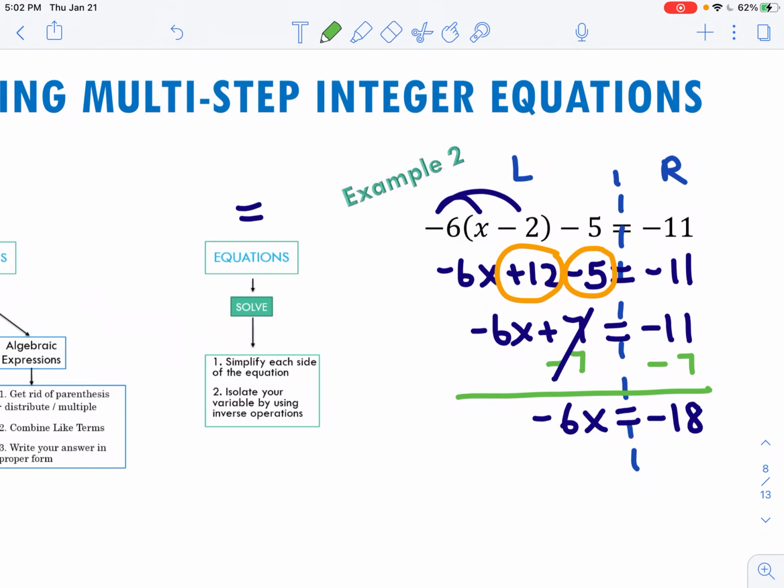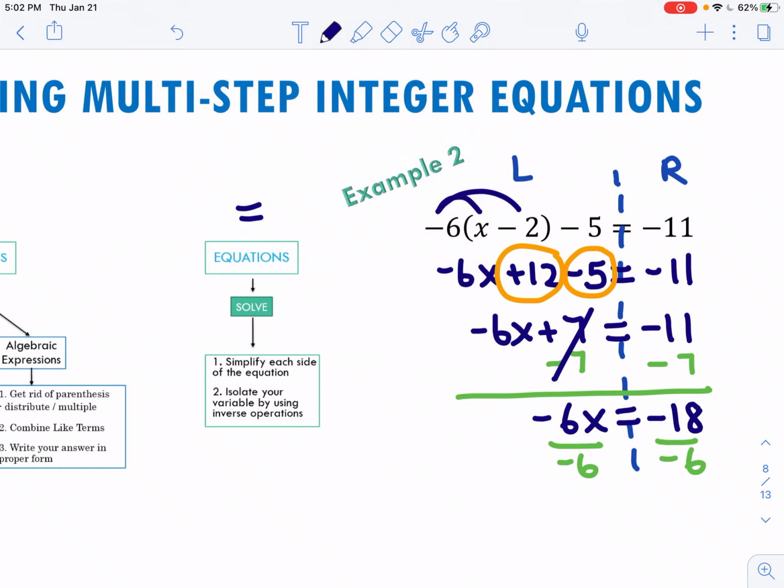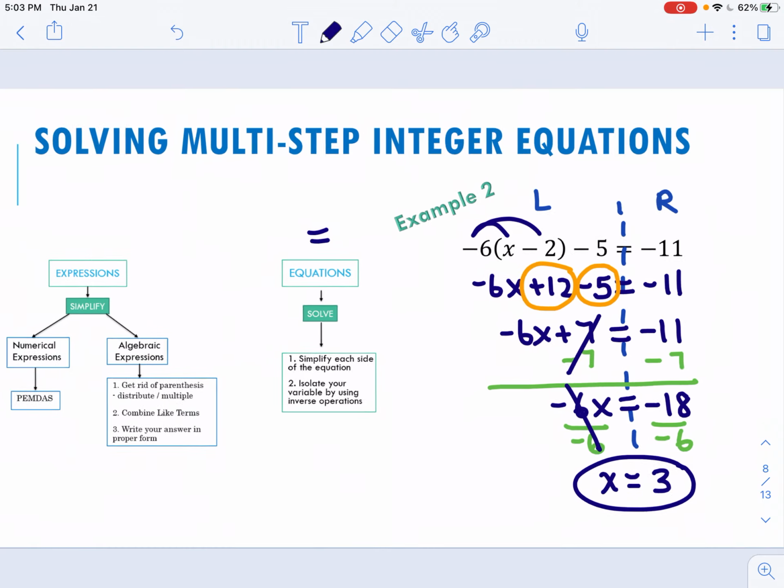What variable am I solving for? X, good. What annoying number standing in the way? Negative 6. To get rid of that negative 6, I'm going to divide both sides by negative 6. And now I'm going to simplify that. Negative 6 divided by negative 6, dividing those coefficients by itself, that's going to be positive 1. So I'm just left with x is equal to, what's negative 18 divided by negative 6? Good, positive 3. Really paying attention to those signs.